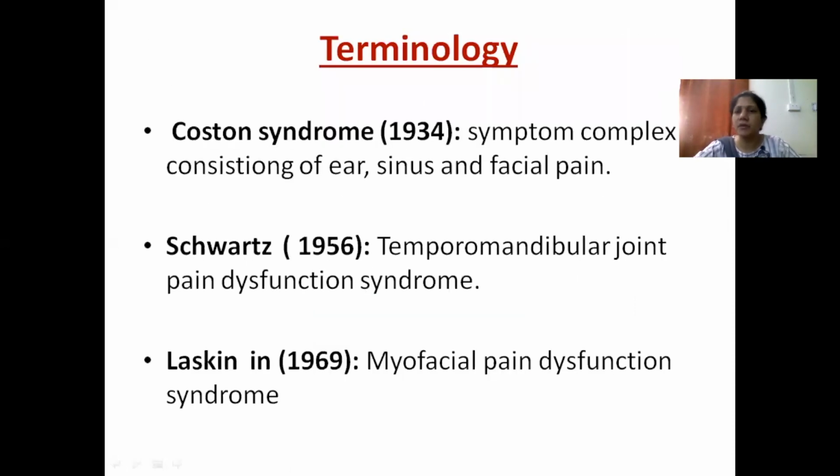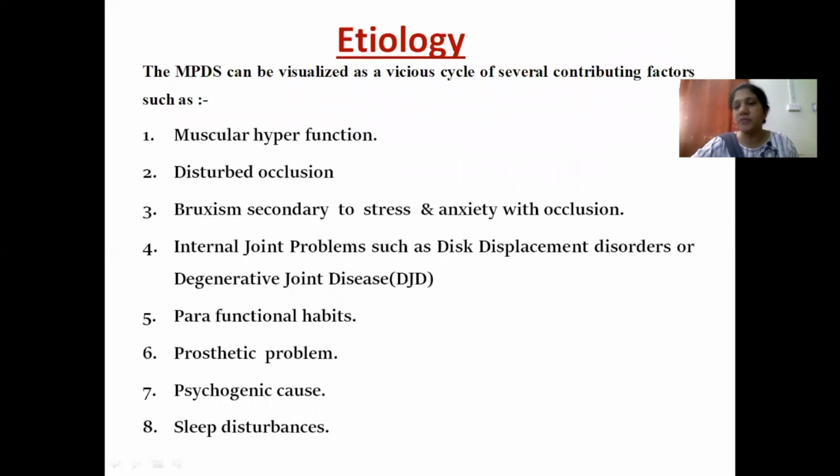Now, there are different terminologies which have been proposed by different clinicians, like Costen syndrome in 1934 as a symptom complex where the pain is in the ear, sinus and facial region. Schwartz in 1956 termed it temporomandibular joint pain dysfunction syndrome, considering the pain arises from the temporomandibular joint. But Laskin in 1969 clarified that the pain is in the muscle and termed it myofacial pain dysfunction syndrome, which we are using right now.